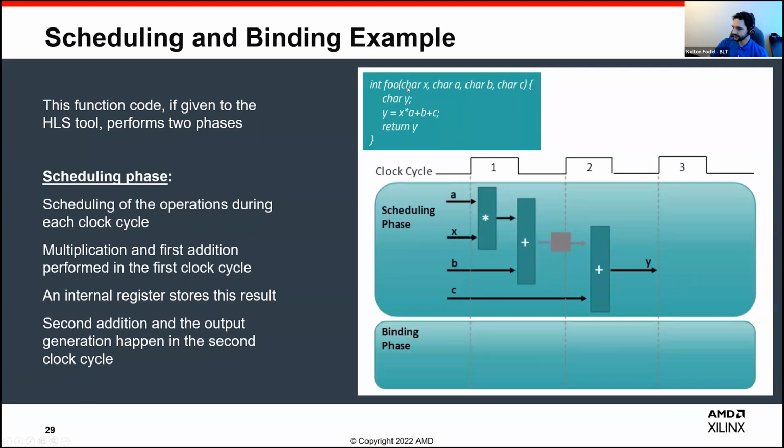So here in this example, we have a simple function that's going to multiply two inputs and then add two values to that result and return it. So in the scheduling phase, it determines that there's basically three operations here, the multiply and two additions. And based off of the targeted frequency in the device, it's going to say I can fit a multiply and add in one clock cycle. I have to register that output, and then I can perform the second addition in the next clock cycle.